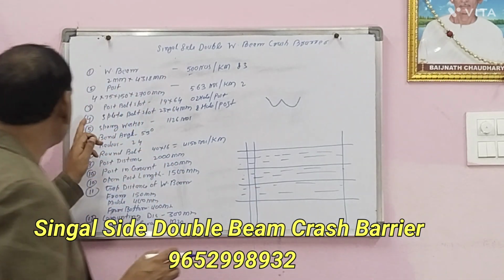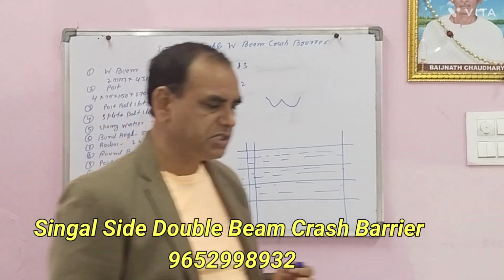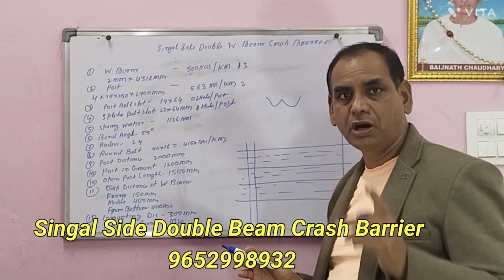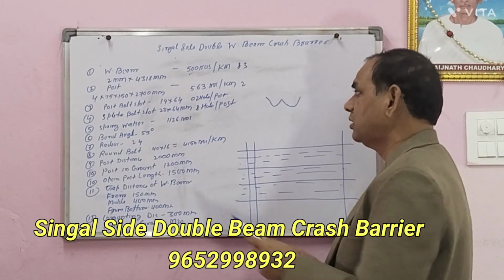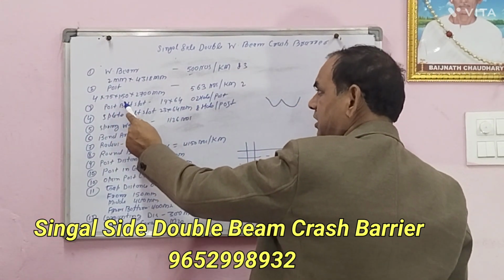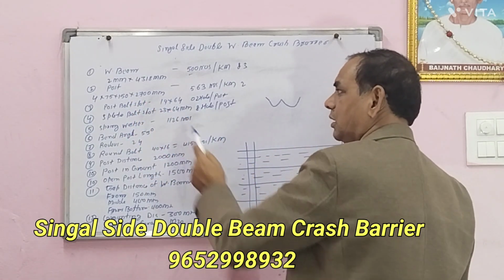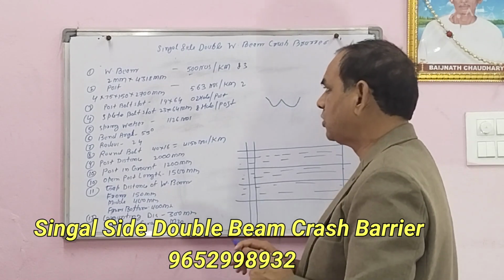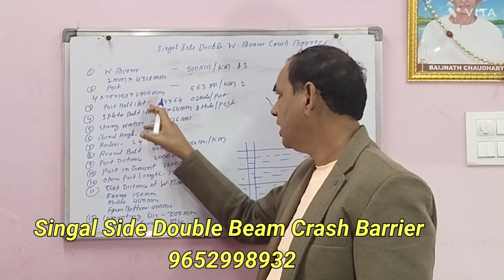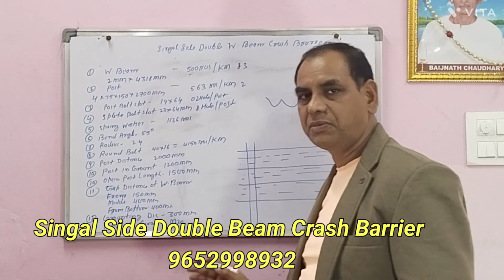Second thing is the post. What is the dimension of the post? There is a 4 mm thickness of the post and 75 by 150 by 2700. 4 by 75 by 150 is the cross section and the length is 2700 mm. This is the standard for railway.